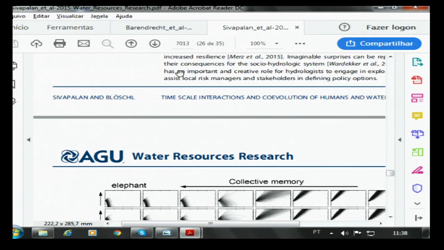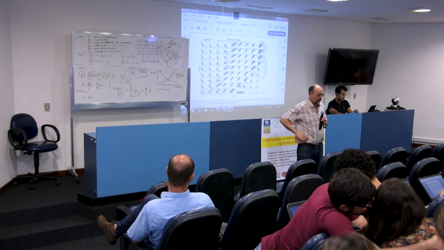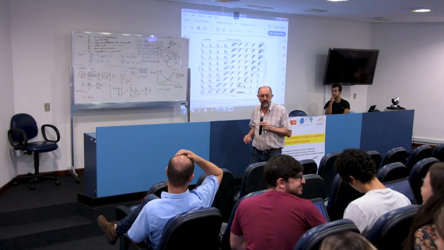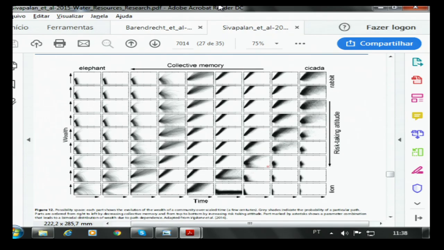This is the result of the flood socio-hydrological model of Alberto Viglione and Giuliano Di Baldassari. On the horizontal axis is time for each of these panels, on the vertical axis is wealth, so simulations of this model over hundreds of years. Higher points are better, the community is wealthier. And they did lots of randomized simulations, and the darker it is, the more traces you have in the future.